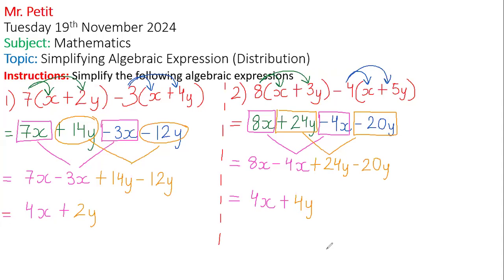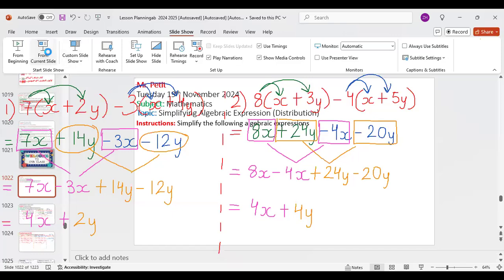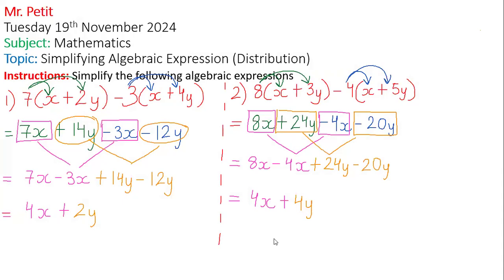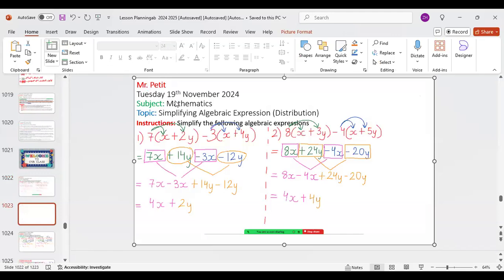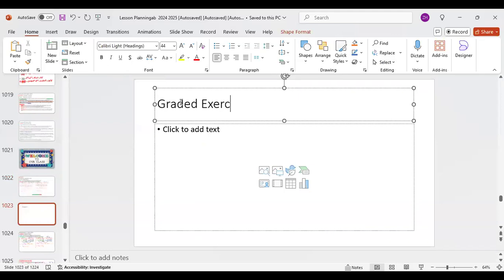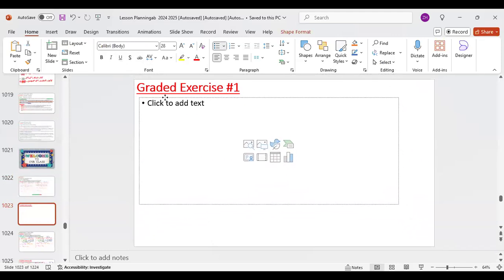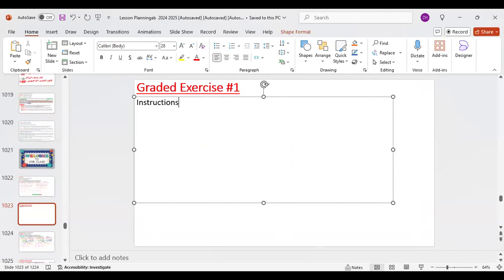All right, let's go ahead and do a graded exercise on this. Okay, so let's move on. It's going to be graded exercise number one. I want you to do these three on your own. Let me write them on the board. Once you finish, I need you to send in your work. Take a picture of it and send it to me via WhatsApp, and then we can go over it together. The instructions here are to simplify the following algebraic expressions.